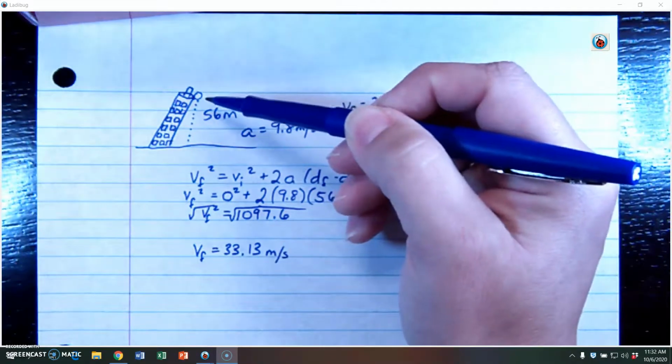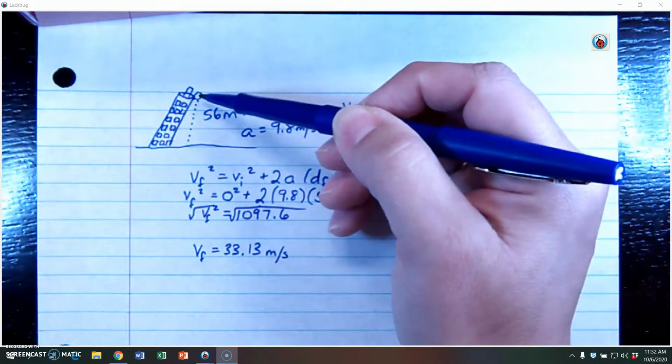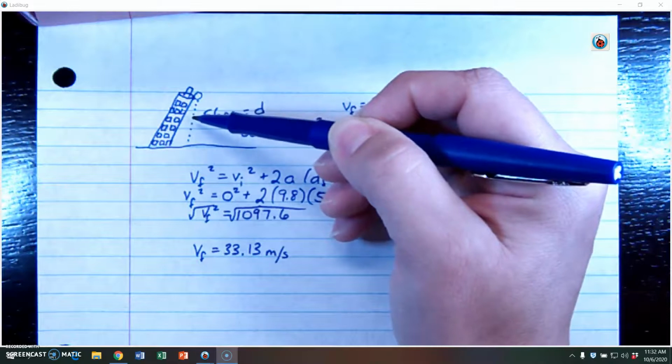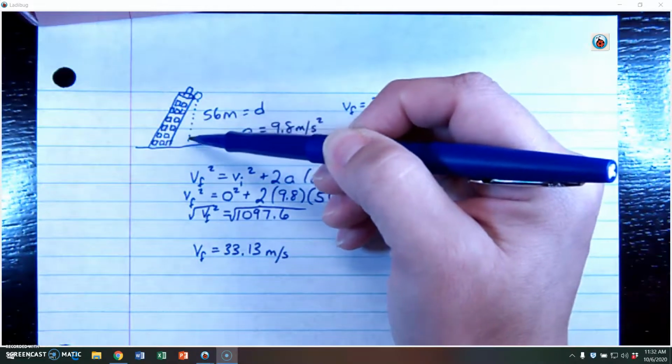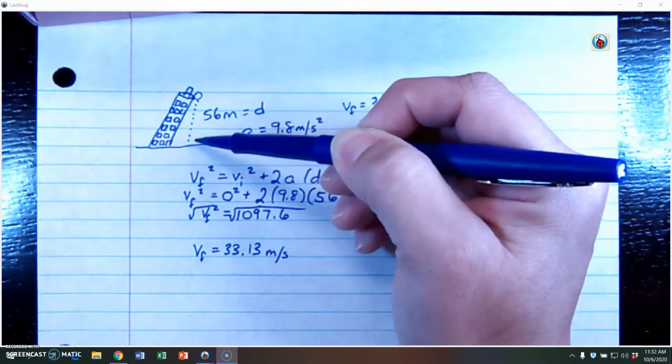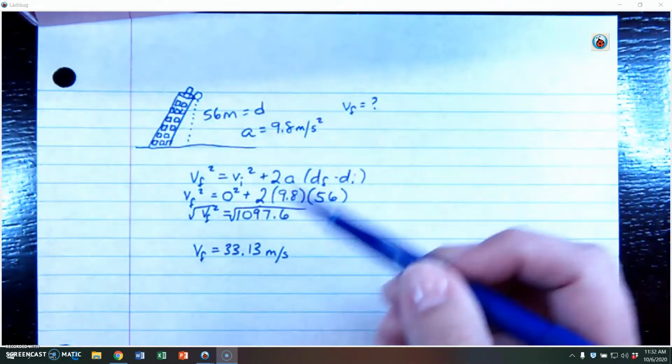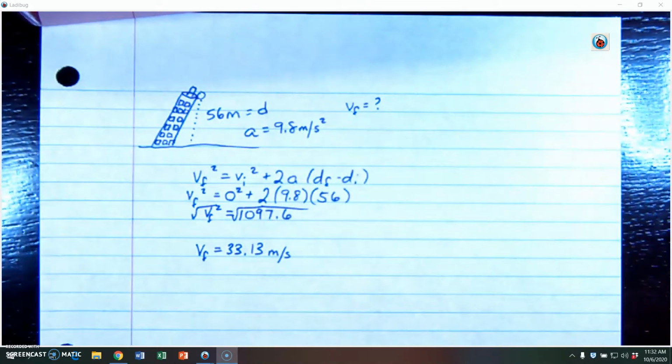So at the top, Galileo was holding it. It wasn't moving. As he dropped it, for every second that it fell, it was picking up speed, getting faster and faster. So right before it hit the ground, which of course the ground's going to stop it, but right before it hit the ground, it was going 33 meters per second.